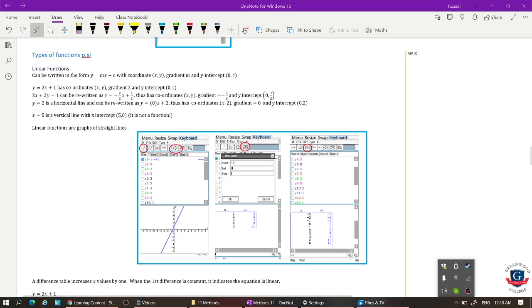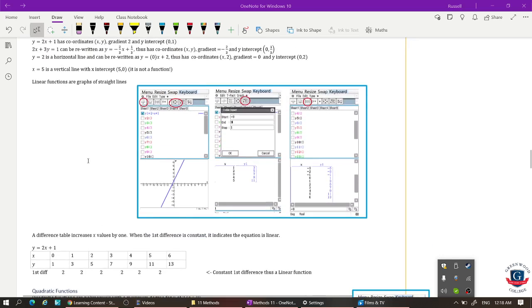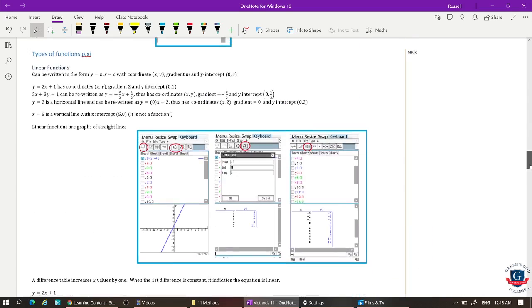Similarly, x equals 5 is a vertical line with an x-intercept of 5, 0. Be careful with this one, it's not a function, as there are multiple values of y for one value of x. So all linear functions will be drawn as a straight line.